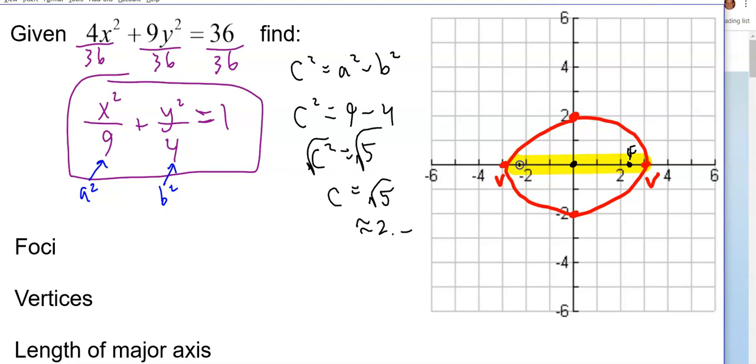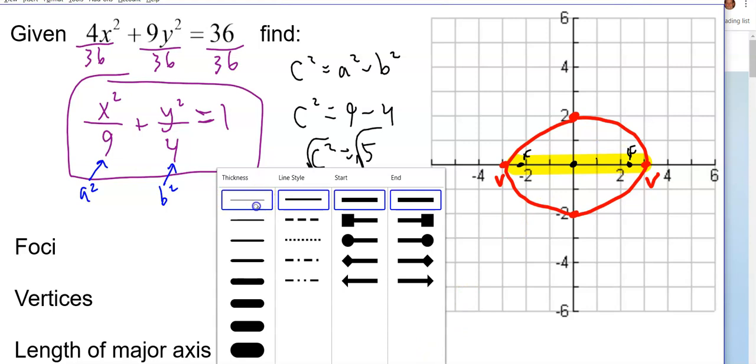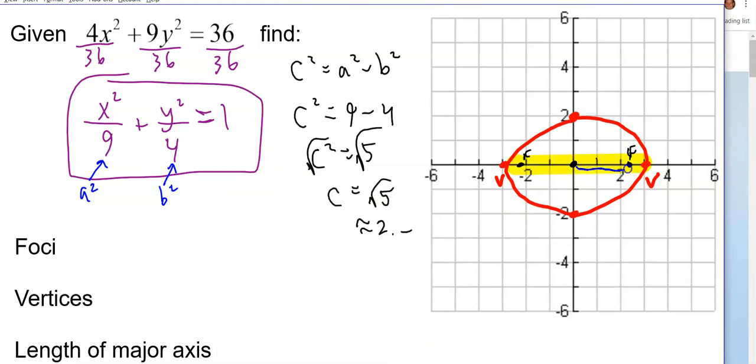A little bit less than 2. That's another focus point. So those are our 2 focus points. They're on the major axis, a distance away. Again, this distance on the major axis is c. From here to here is c. And we said c is 2 point something here, 2.2-ish. So I went 2.2 in each direction.